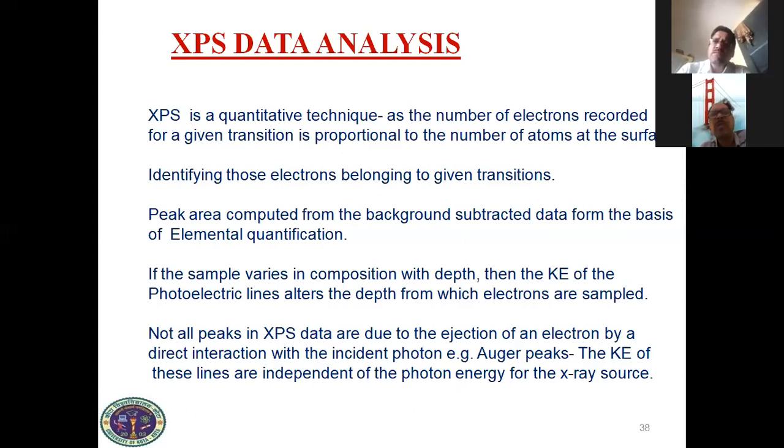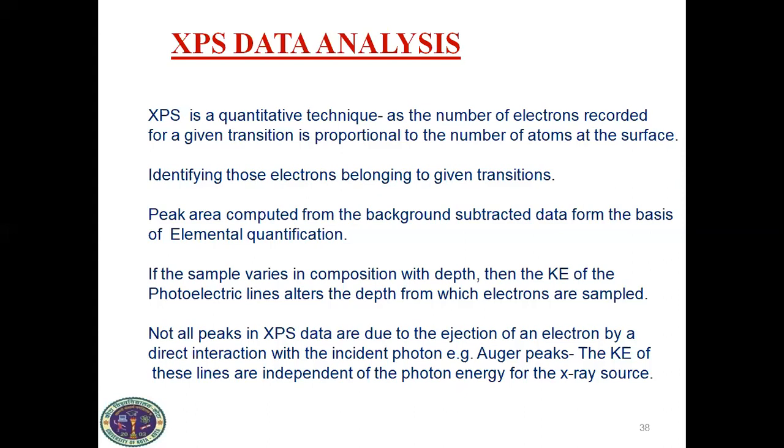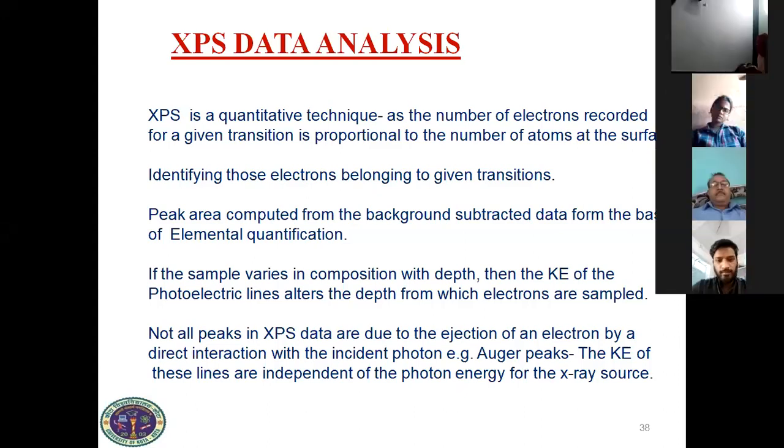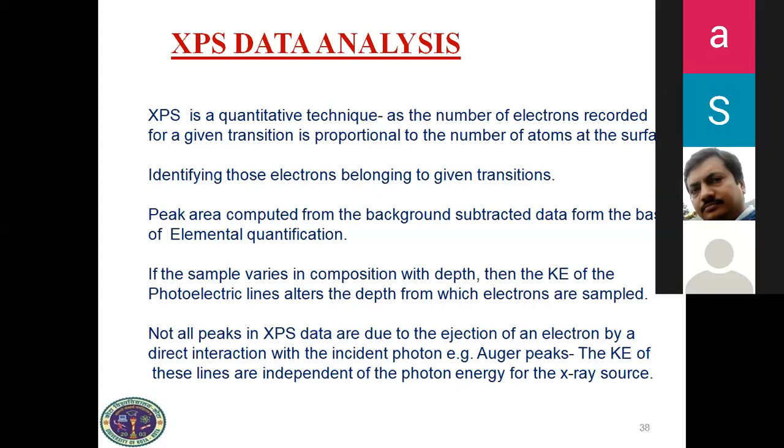The first issue involved with quantifying XPS spectra is identifying those electrons belonging to a given transition. For this, the selection of a good background algorithm approximation is quite needed. Initially, peak area is computed from the background subtracted data. It forms the basis of elemental quantification.